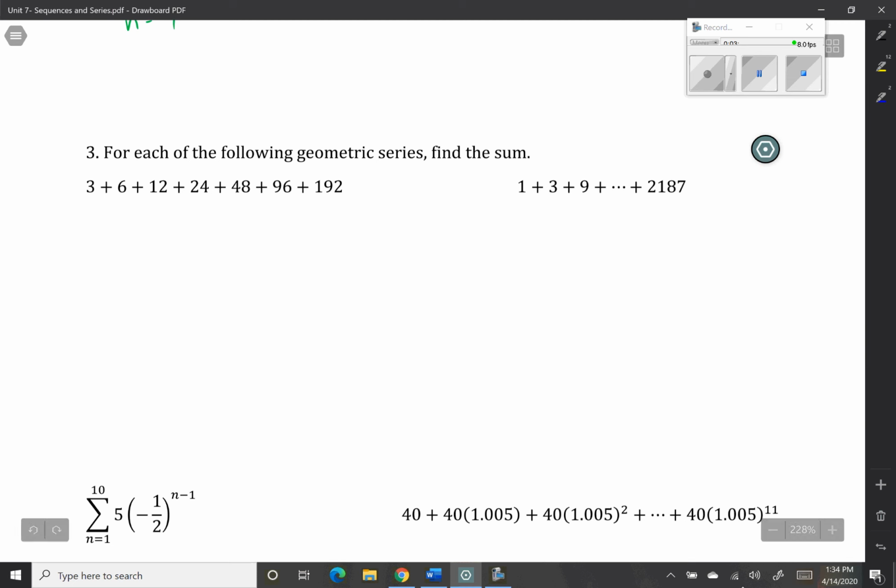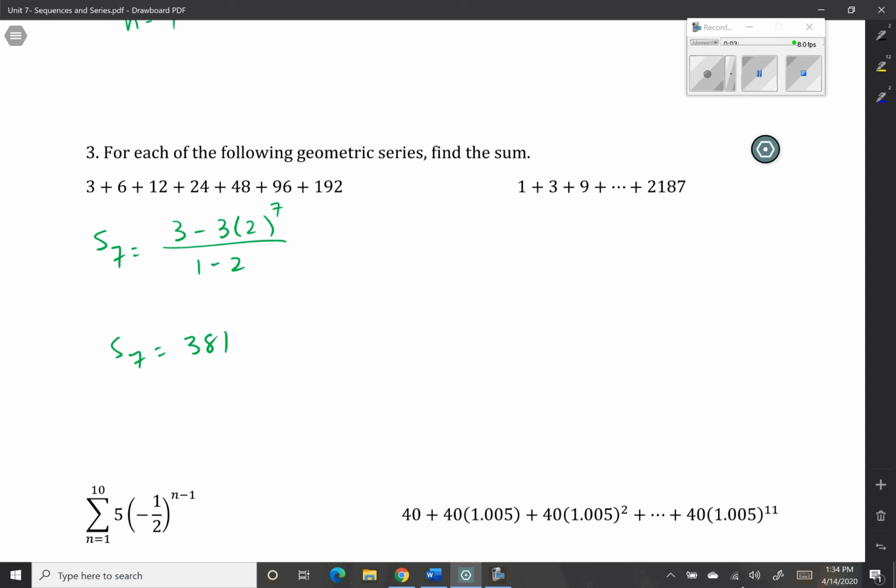For this first one, you could totally just add up those 7 numbers, but I'm asking you to actually use this new formula. So there are 1, 2, 3, 4, 5, 6, 7 terms. The sum of these 7 terms is going to be equal to the first term minus the first term times the common ratio. To get from one term to the next, we multiply by 2. There are 7 terms, all over 1 minus the ratio, and see what we get. So go ahead and plug that in. On the calculator, 3 minus 3 times 2 to the 7th power, over 1 minus 2, and we get a series value of 381.